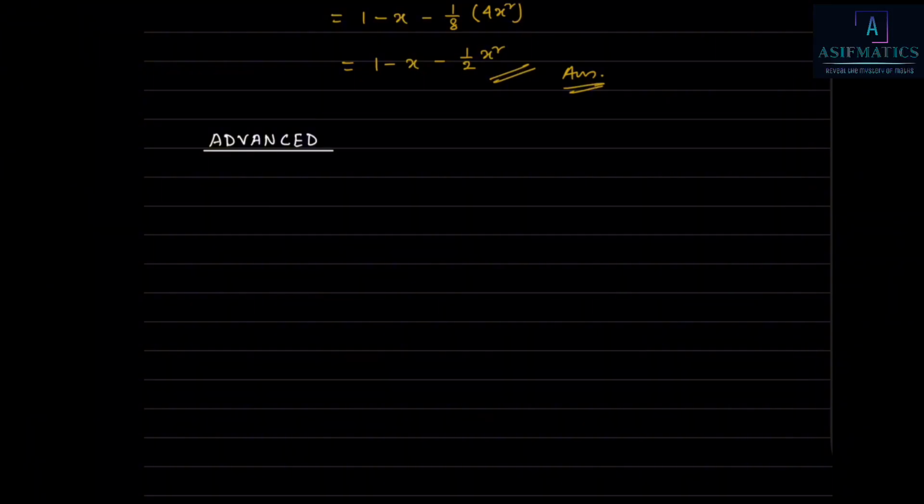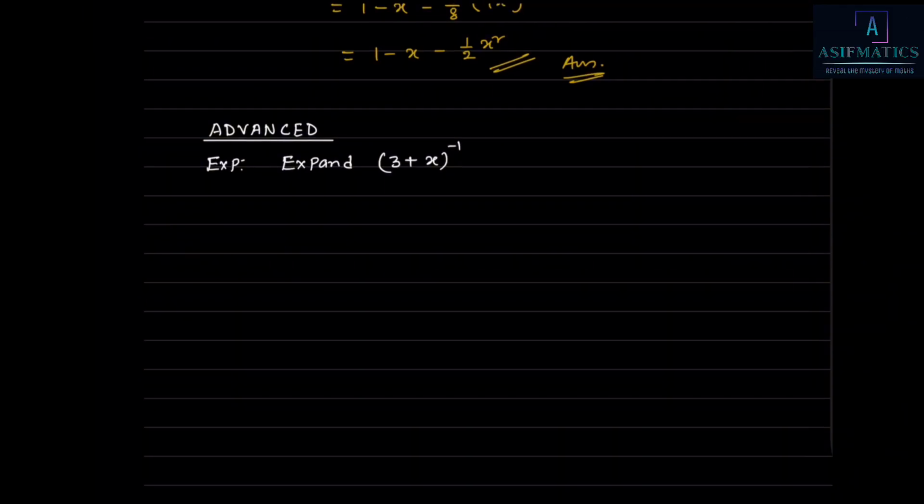So if you have 3 plus x, okay, let's see, you have the question, another example. Expand 3 plus x to the power minus 1. Okay, so 3 plus x to the power minus 1, you have to expand in 4 terms. Let's see, it's 4 terms. So look at this one carefully. The first term is not 1. This is 3. So we have to make it 1.